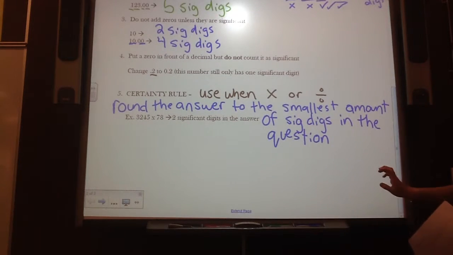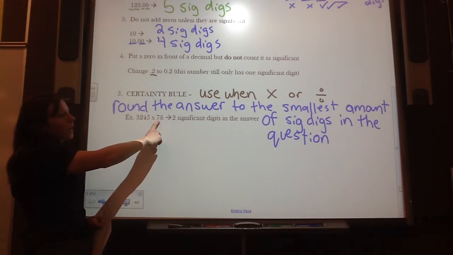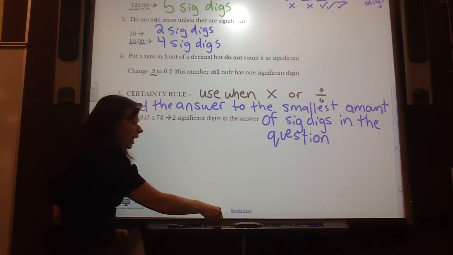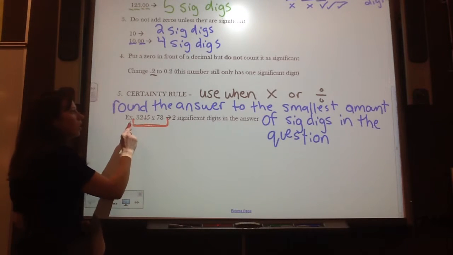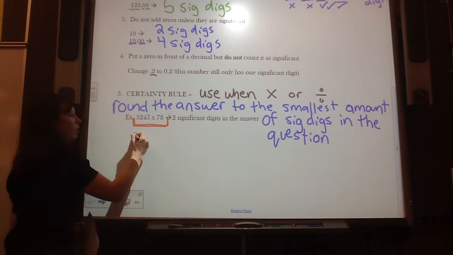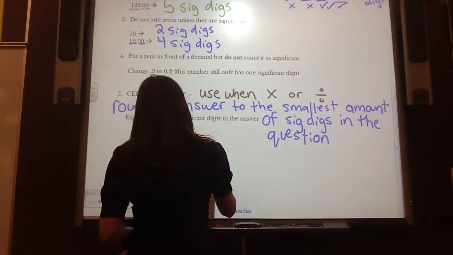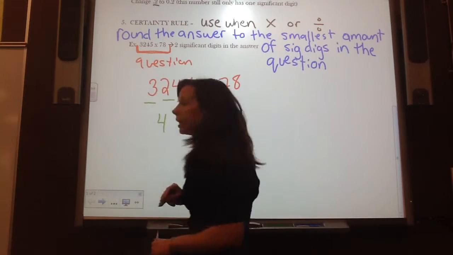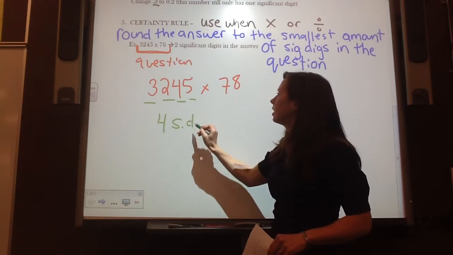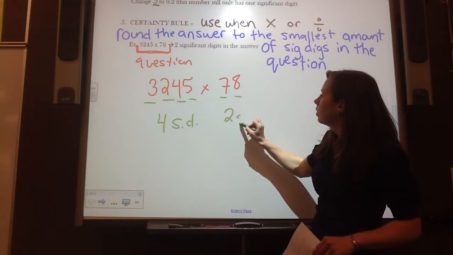Okay, so this is your example here, and we'll do a couple more. It says 3,245 multiplied by 28. Okay, so what you do is you look at the question. You count the number of Sig Digs in each number of the question, okay? So with the number 3,245, 1, 2, 3, 4. There's 4 Sig Digs in that number, yes? And in this number, there is 1, 2 Sig Digs.